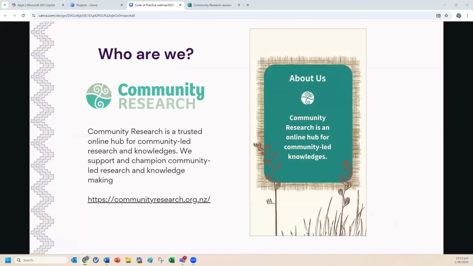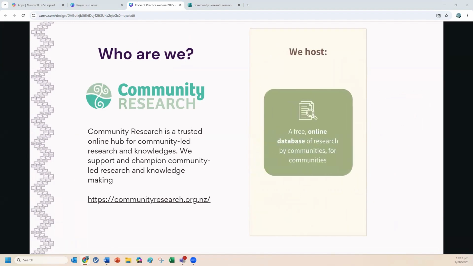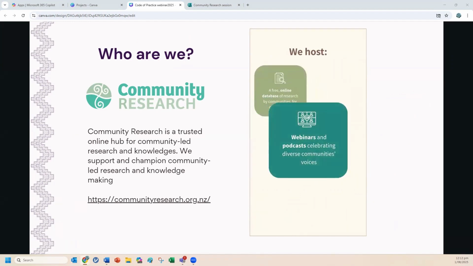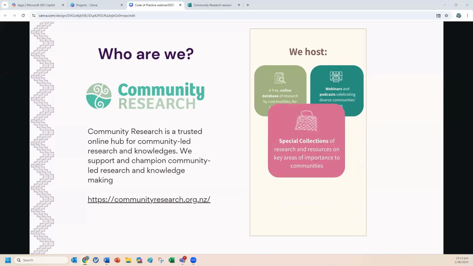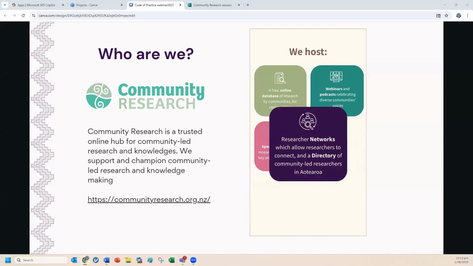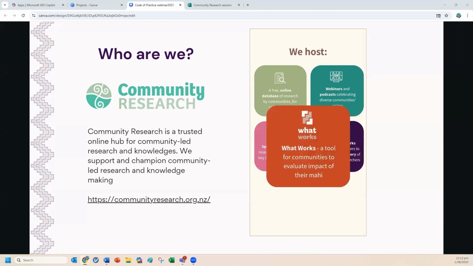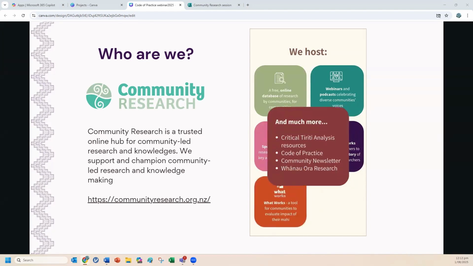Right, so first I thought I'd start off with just talking a little bit about who Community Research is. So we're a community organisation, began in 2007, was traditionally the tangata whenua community and voluntary sector organisation, and began very much with a focus around kaupapa Māori and valuing te ao Māori and kaupapa Māori methods of doing research and evaluation.